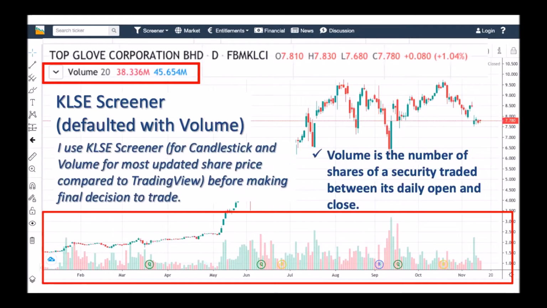I personally use KLSE Screener for candlestick and volume, for the most updated share price compared to TradingView, before making the final decision to trade. I find that TradingView is a bit delayed in displaying the price, the candlestick pattern and the volume. So for the final moment I will use KLSE Screener, while when I'm doing the preparations and research analysis, I will use TradingView. However, it depends on everybody's individual preference.